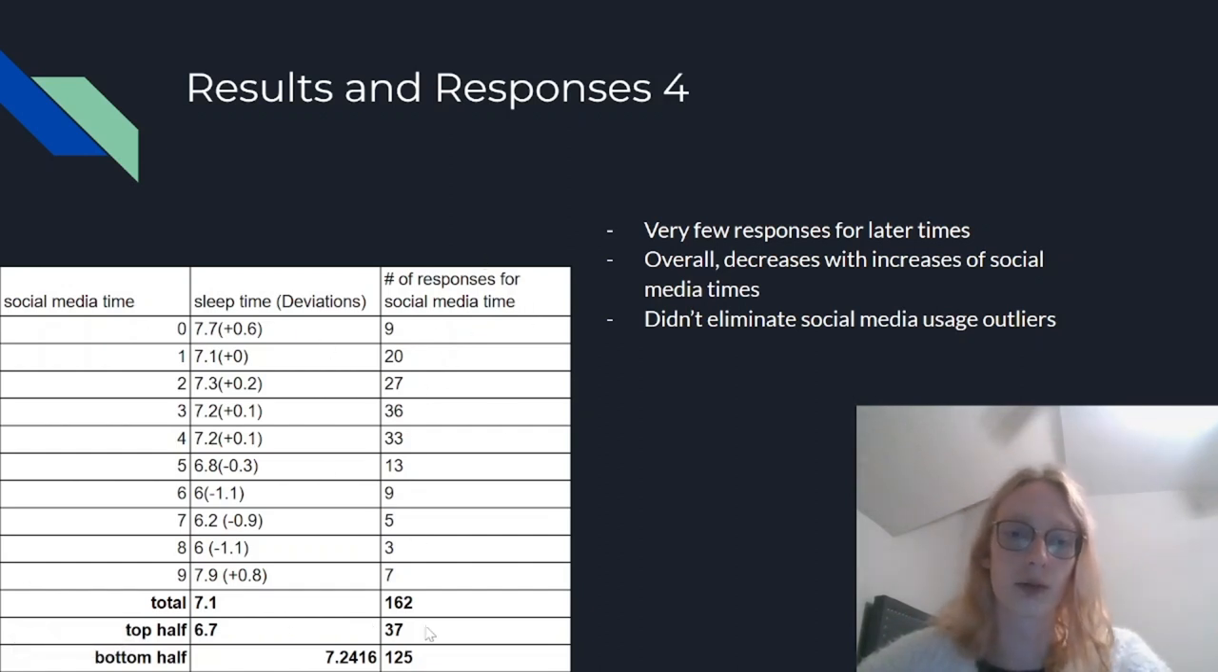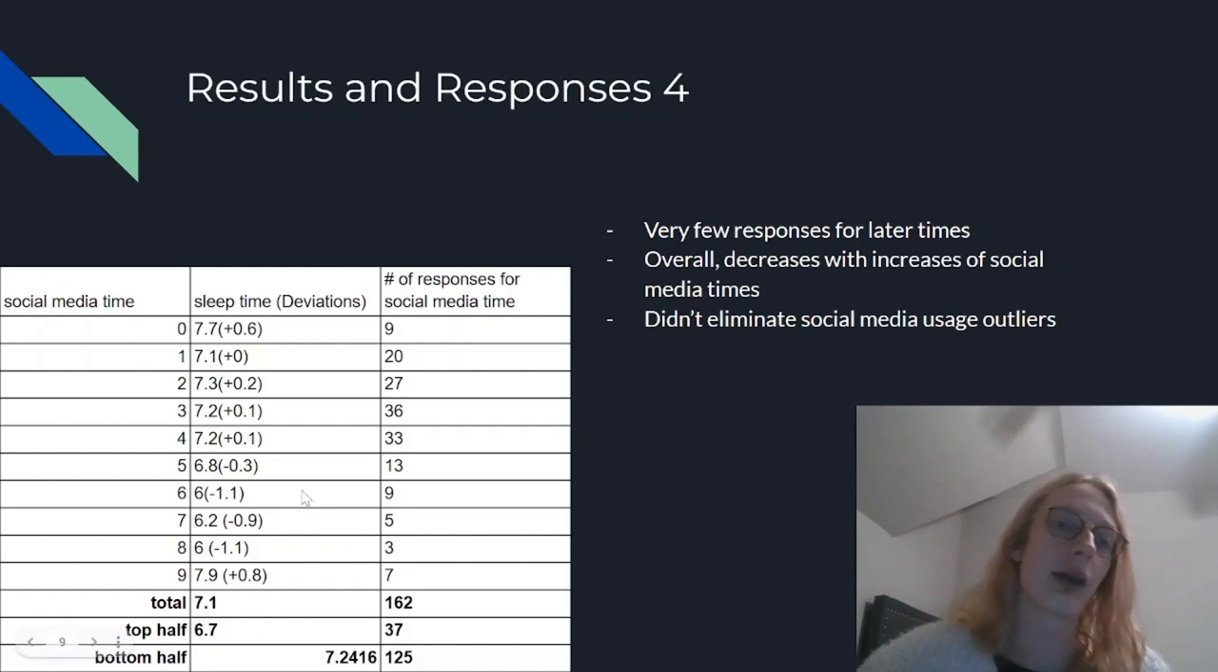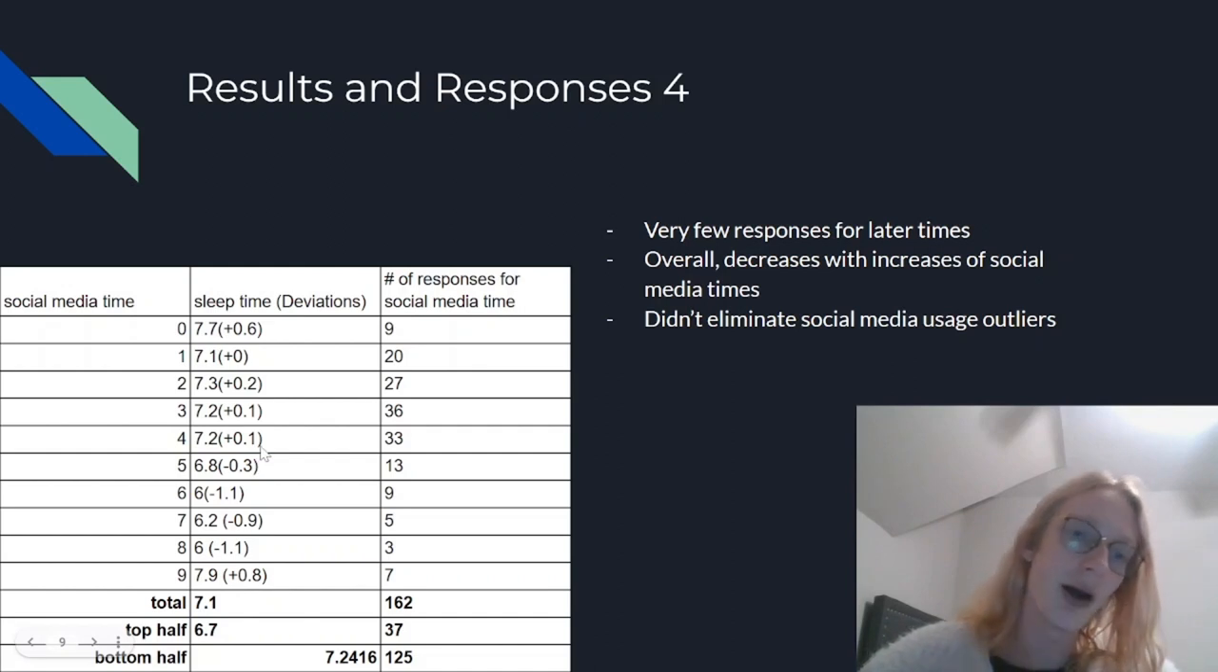And then this is the number of responses for each. So I had 162 in total, and then only 37 for my top half, which again was 5 to 9, and then only 125 for my bottom half. And as you can see here, it's more demonstrated even within the table itself, that as we got to the higher social media usages, on average, there would be less sleep.